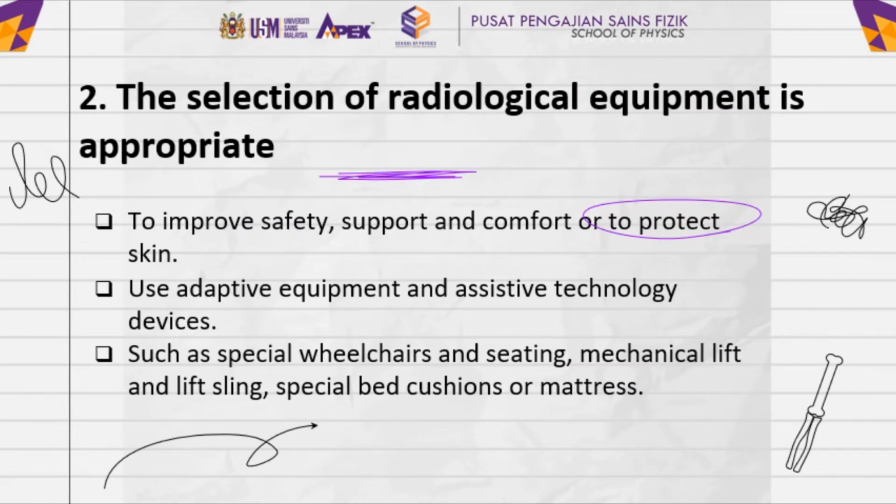The selection of radiological equipment is appropriate. This is to ensure the safety is improved, to support and comfort the patient, and also to protect the skin of the patients. Some of the appropriate radiological equipment are by using adaptive equipment and also assistive technology devices such as special wheelchairs and seating, mechanical lift and lift sling, and also the special bed cushions or mattresses.